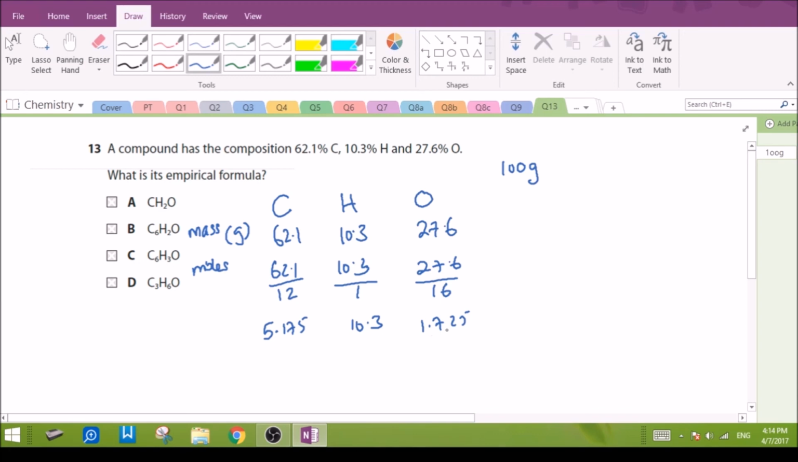So what we can do is we divide everything throughout by the smallest number. In this case it is 1.725. So we take this number and divide by the smallest amount, 1.725 throughout. And then we end up with 3, 5.97, which can be rounded up to 6, and then 1. So our empirical formula is C3H6O. Right, that will be D.